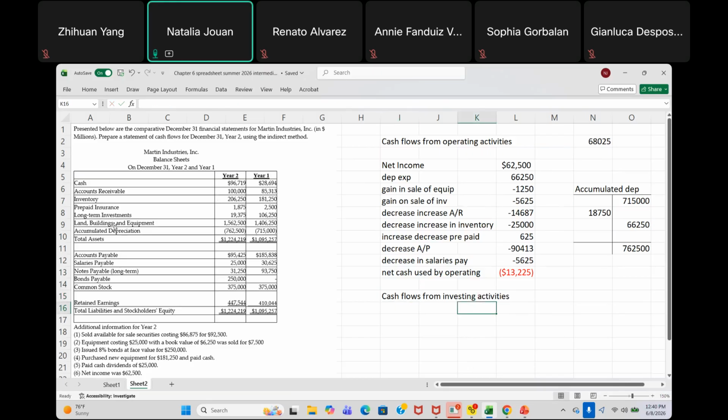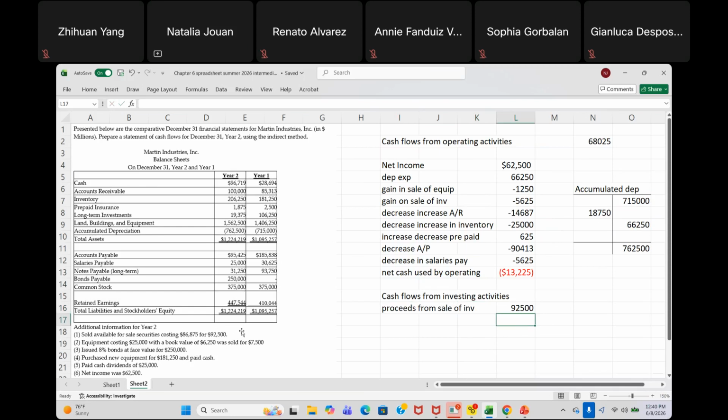So investing, we're going to be looking at long-term assets. Okay, so we have long-term investments going up. What do we know? We know that we sold available for sale securities costing 86,875. We sold the investments for 92,500. Okay, it means that proceeds from sale of investments. We're getting 92,500. Okay, what else is happening?